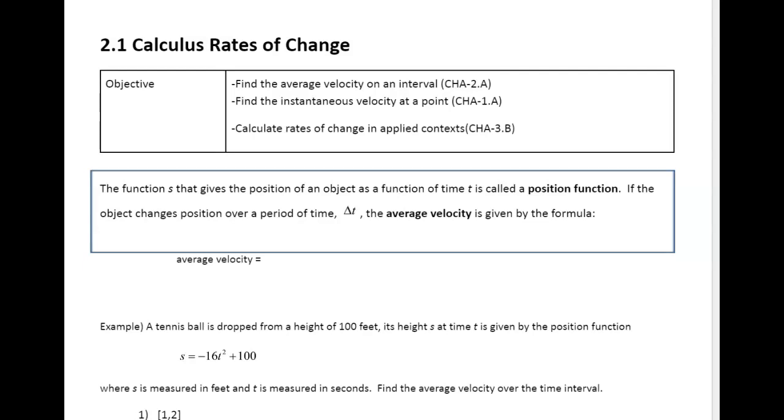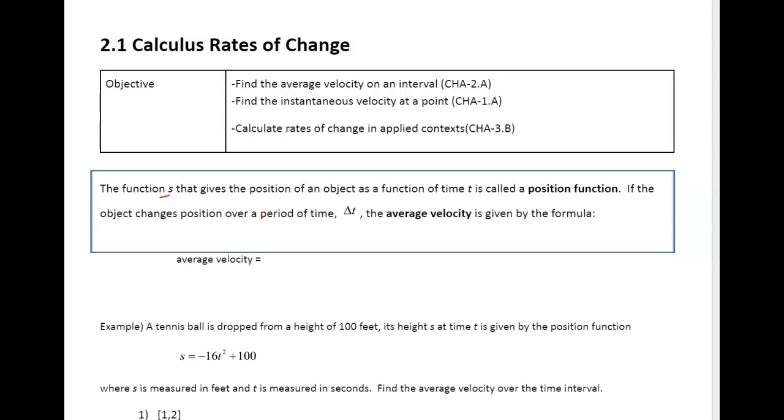Okay, so Unit 2 is all going to be about rates of change. So we have three objectives. We're going to find the average velocity on an interval, the instantaneous velocity at a point, and calculate rates of change in applied context. So the first thing you need to realize, we'll be revisiting, it's called motion, throughout this year. So some standard notation applies.